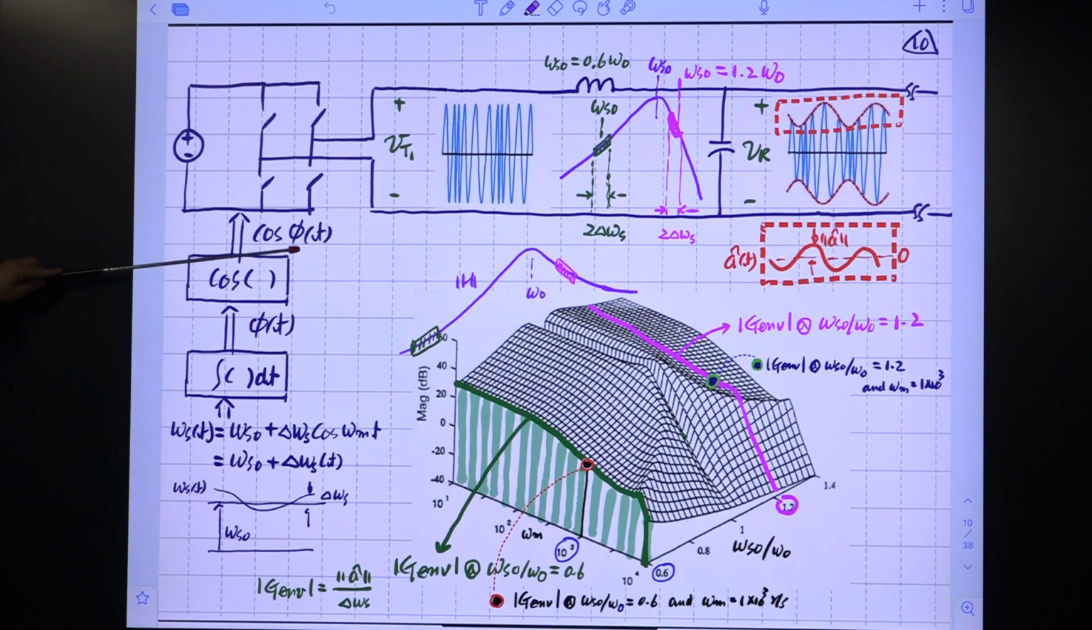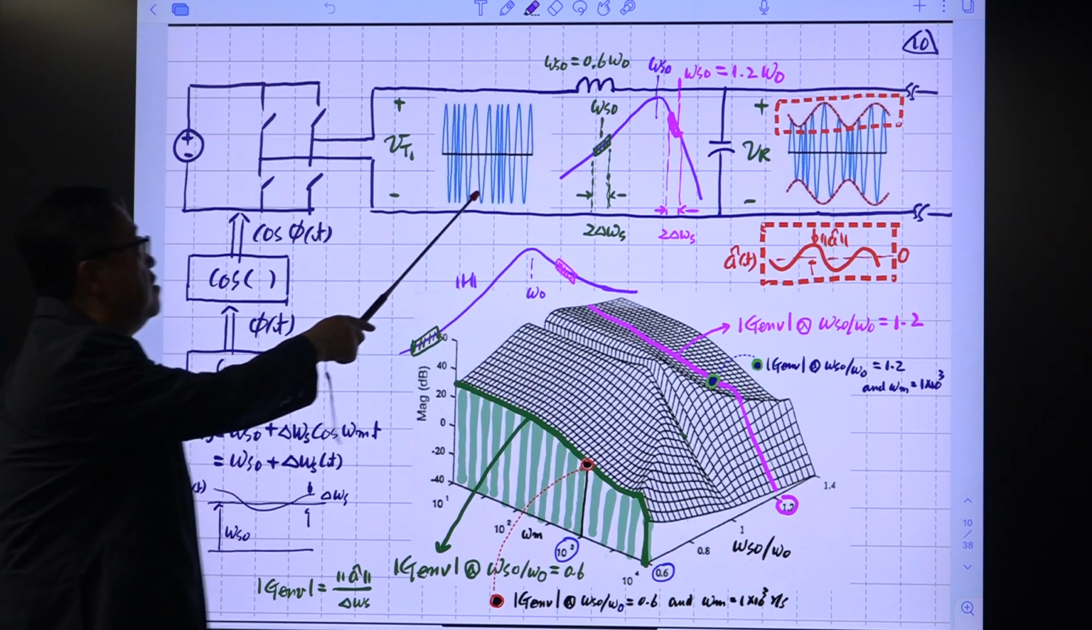The cosine, the sinusoid of this signal, becomes the tank voltage, which is actually rectangular waveforms with variable frequencies. But we are just considering the fundamental component, because this tank circuit has high Q. It only responds to the fundamental frequency component, the sinusoidal component. So that is shown here, right?